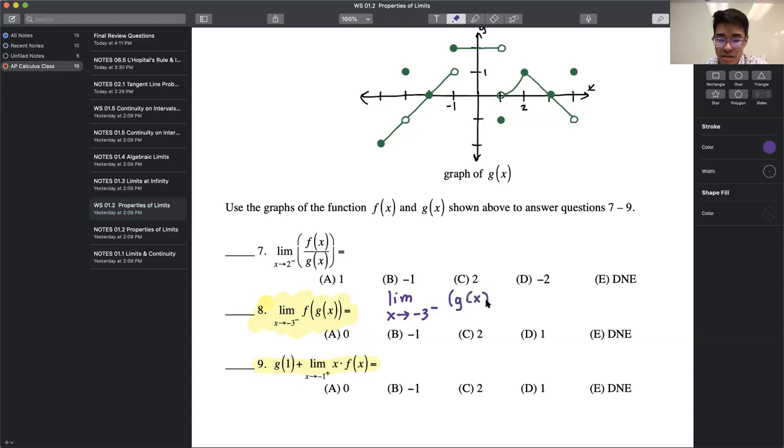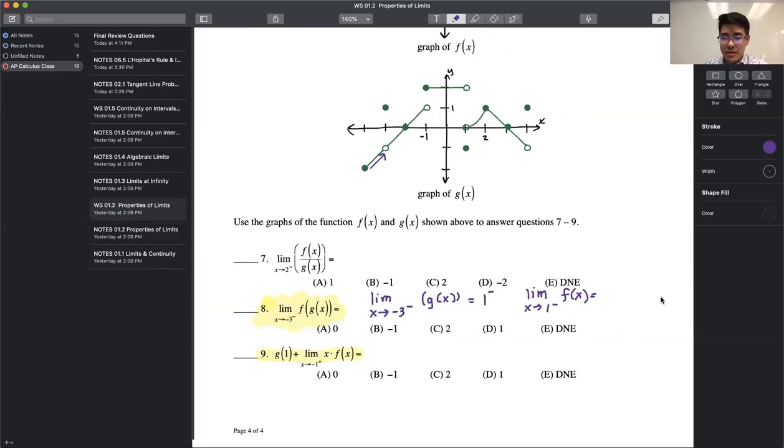So g of x here is presented in the graph above. So what happens as we approach -3 from the negative side? When we approach -3 from the negative side, that means we're approaching the number 1. We're approaching 1 from the negative side, though. So then we can evaluate the limit as x approaches 1 from the negative side of f of x.